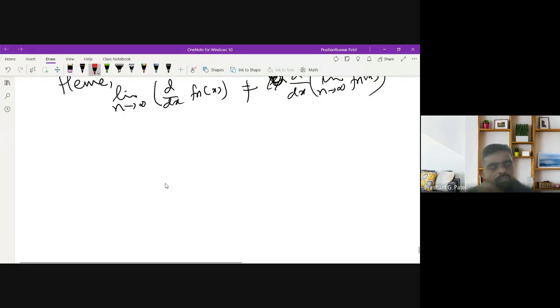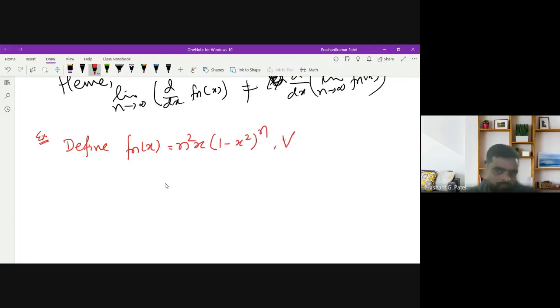The next question one can ask is: if differentiation cannot be interchanged with the limit, can the integration sign be interchanged with the limit? That also we cannot do in general. For that I have another example. Let us define fn(x) = n²x(1 − x²)ⁿ for every n in N and for every x in the closed interval [0, 1]. So the value of x is in the closed interval [0, 1] and fn is this.